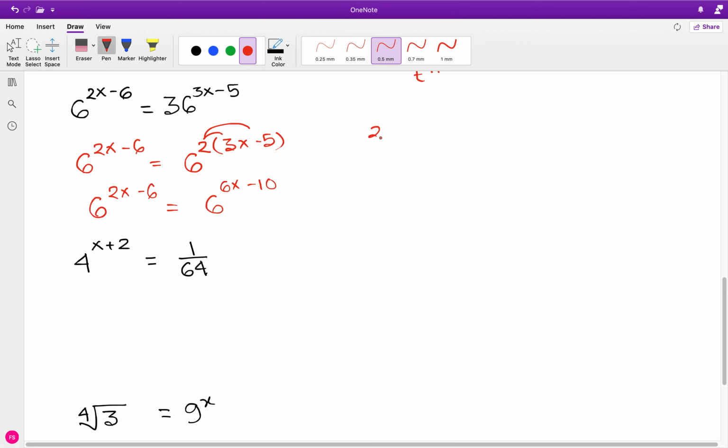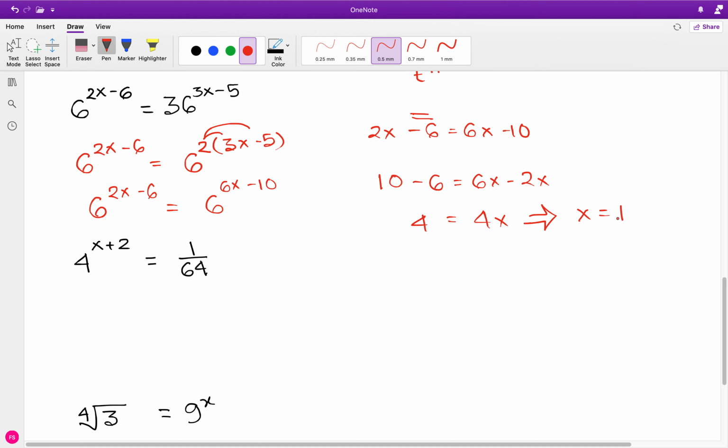So I just need to solve for the power now. 2x minus 6 equals 6x minus 10. I'm going to move all the letters, variables, to one side and all the numbers to one side. Negative 6, I will keep it here. I will move the negative 10 to that side. This will give me 10 minus 6 equals 6x minus 2x. 10 minus 6 is 4, equals 4x. If you divide both sides by 4, your x will be equal to 1. That is our answer for this question.